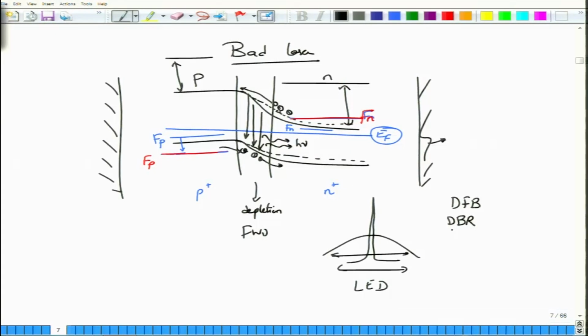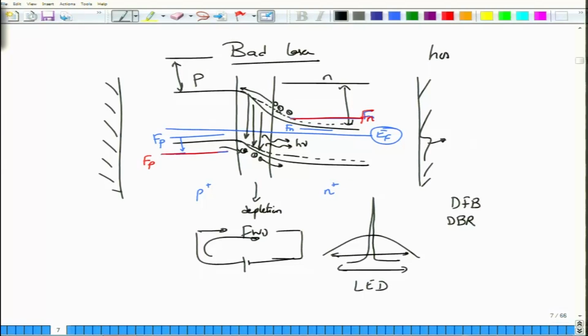Where is the pumping here? Of course, the pumping is the forward bias voltage and the current supply that you have given. So, the current will move in this direction and inject electrons from N to P, and holes from P to N, where they recombine and then give you the lasing output. But why do I call it a bad laser?